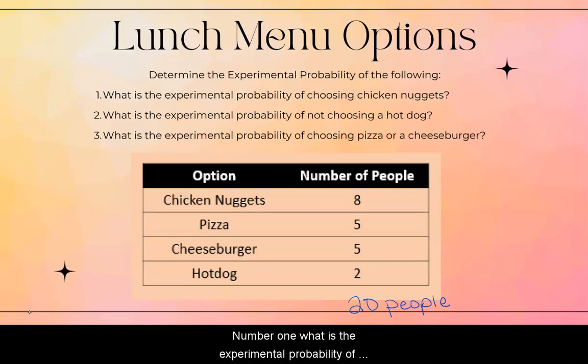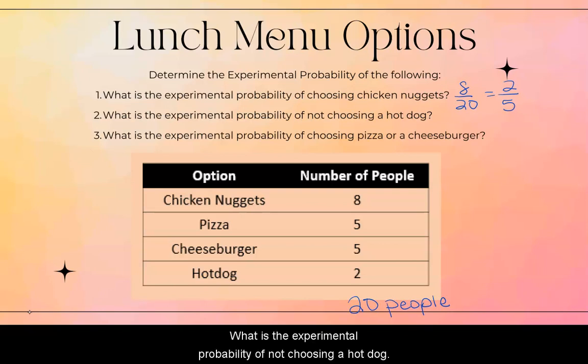Number 1, what is the experimental probability of choosing chicken nuggets? We can see that 8 people chose chicken nuggets, and if our total was 20, we can say that 8 out of 20, but we have to stop and simplify. When simplified, this ends up being 2 out of 5, or 2/5, that chose chicken nuggets.